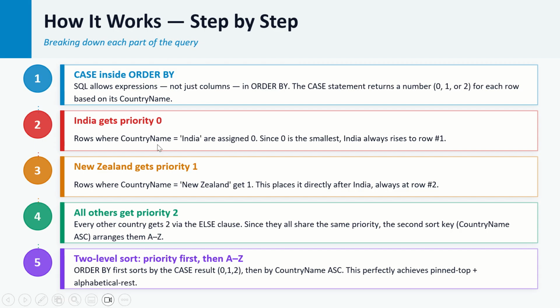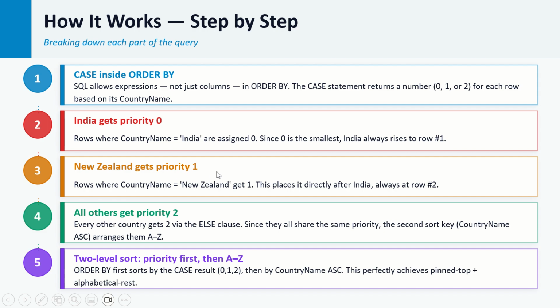So this is the same explanation that I've already told you, that we will use case inside order by, then India gets priority 0. And since we are using order by, when we execute the query, India will come in the first row. So this is the conceptual thing that you should understand here: if any such problem comes where we always want particular rows at the top and the remaining rows in alphabetical order, then how can we take the help of a case statement in such type of problem.